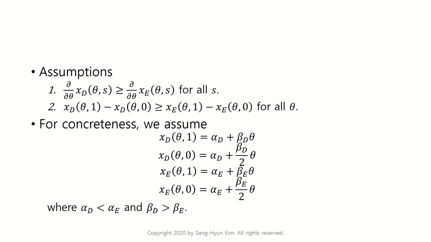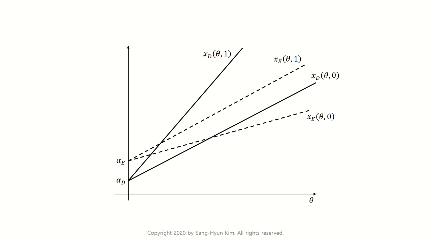And we assume alpha D is smaller than alpha E and beta D is larger than beta E, but the assumption on alpha is not important. I just make that assumption to draw nice graphs like this. What is important is the slope.